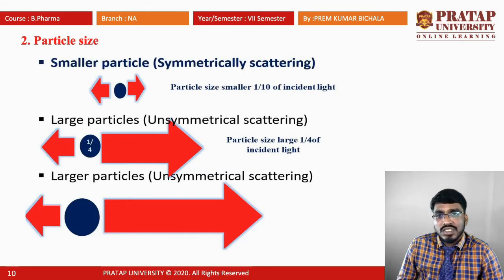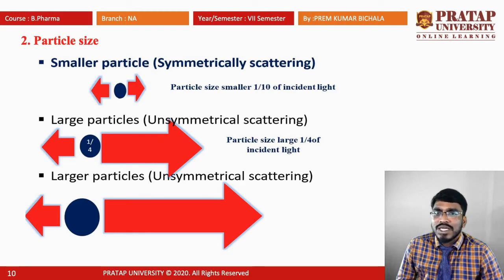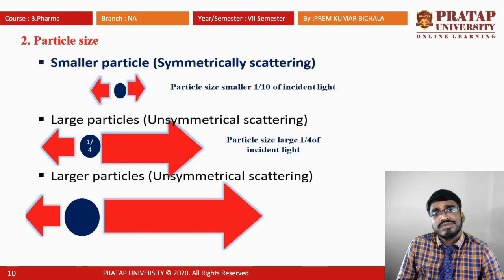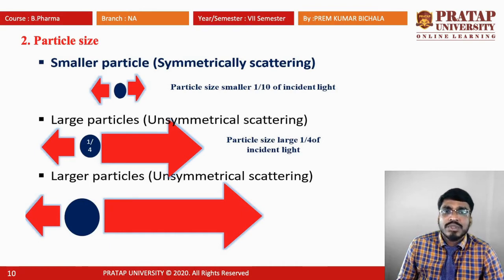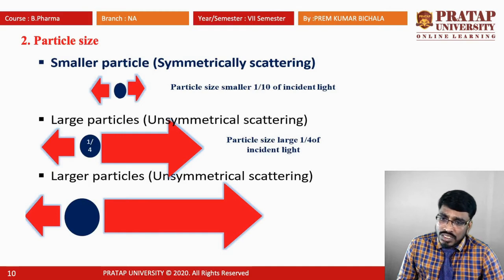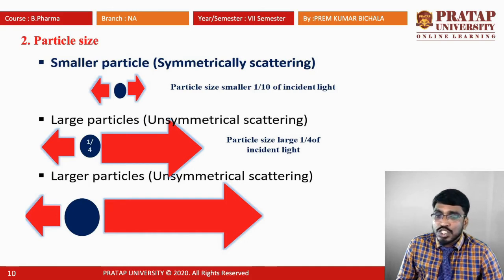Just go with this one. With a smaller particle size we get symmetrical scattering, whereas with larger particles we get asymmetrical scattering, since the particle size varies. For larger particles, unsymmetrical scattering takes place, and unequal distribution of intensity may take place.